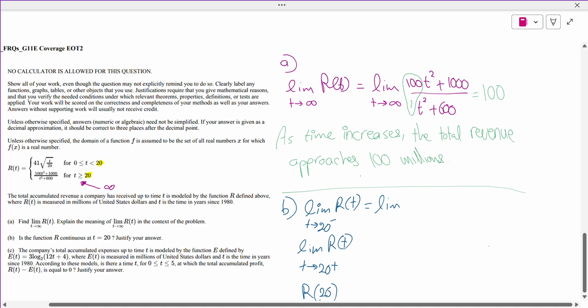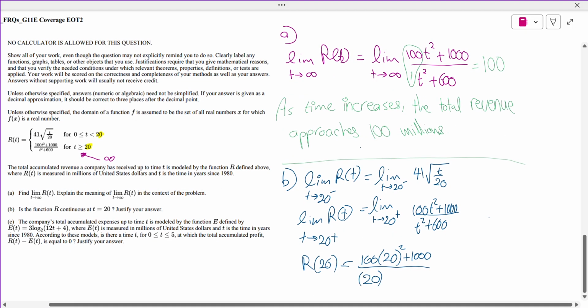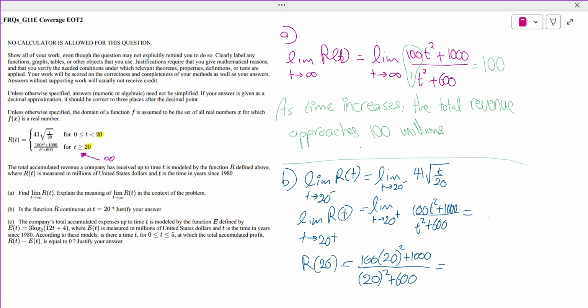So this is the limit. This is the limit as t approaches 20 from the left, as t approaches 20 from the right, of what? Which piece is used for the left-sided limits? It's the first one, right? So 41 square root of t over 20, and the second one is 100 t squared plus 1000 all over t squared plus 600. And for R of 20, the equal is with the second piece, so this is going to be 100 times 20 squared plus 1000 all over 20 squared plus 600. So let's find out what each of these limit equals to.